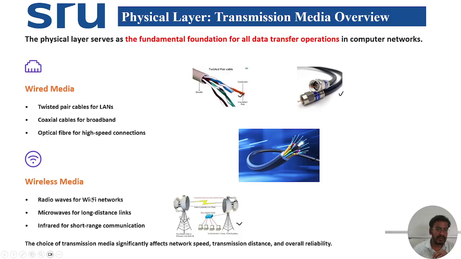So coming to the wireless media, radio waves are used for Wi-Fi networks, microwaves for long distance, one point to another, and infrared for short-range communications. The choice of transmission media significantly affects the network speed, transmission distance, and overall reliability.